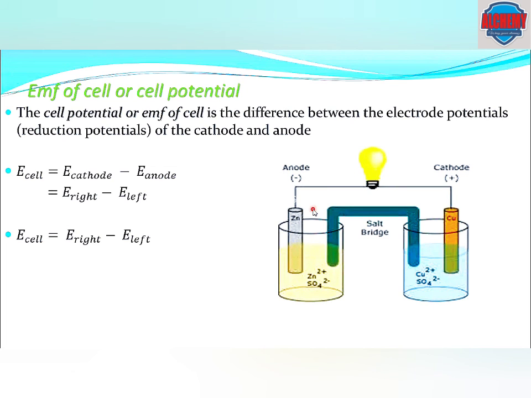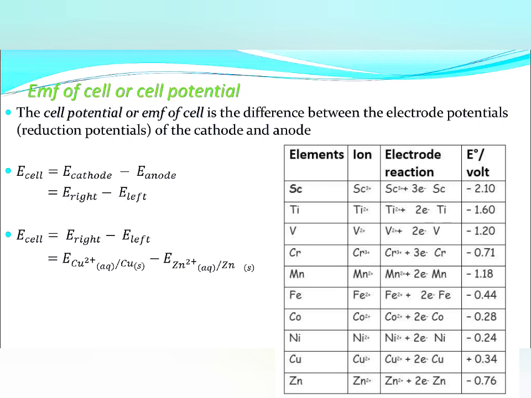The right side deals with the reduction of copper and the left side deals with oxidation of zinc. The electrode potential values of copper and zinc are already determined. The electrode potential of copper is plus 0.34 and the electrode potential of zinc is minus 0.76. Substituting the values in the equation, we get the answer as 1.10 volt. So the EMF of Daniell cell is 1.10 volt.